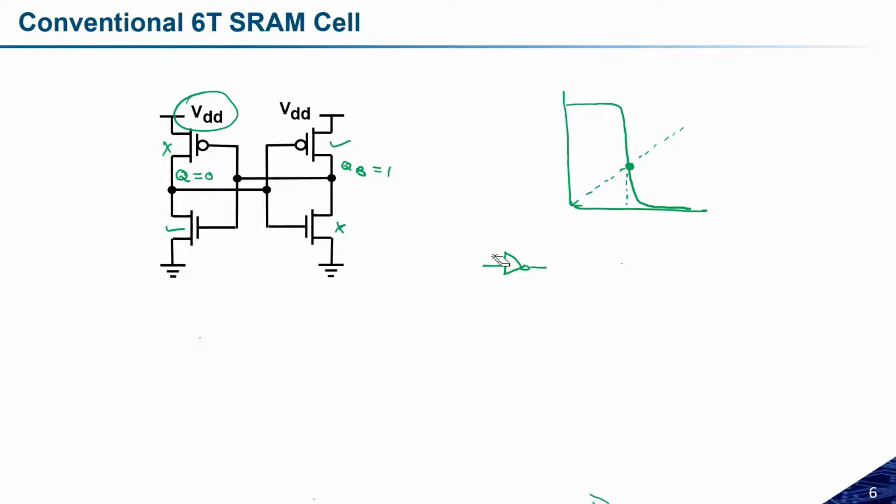So suppose I want to change the logic in this inverter. If I want to change the logic in this storage node, what I have to do is change the trip point of both these inverters.